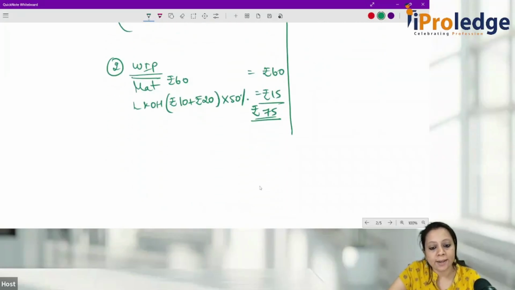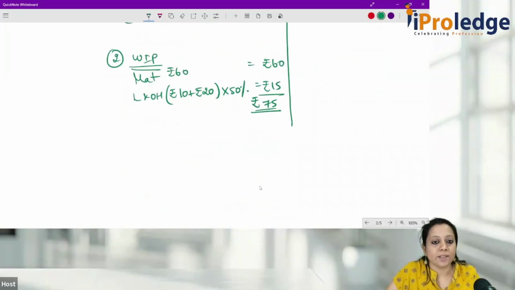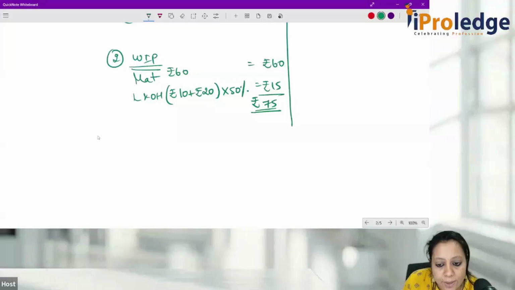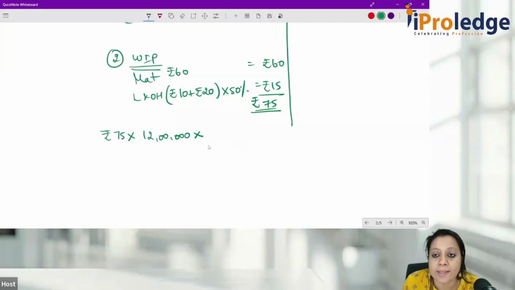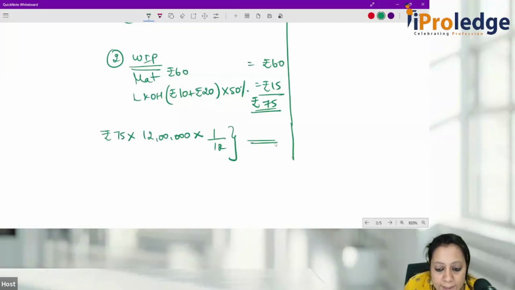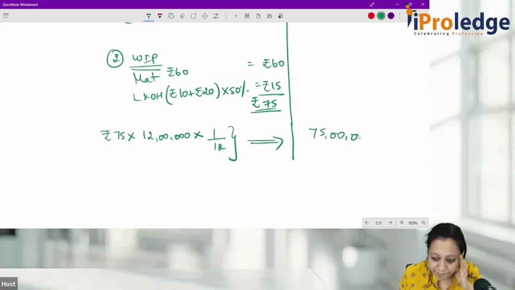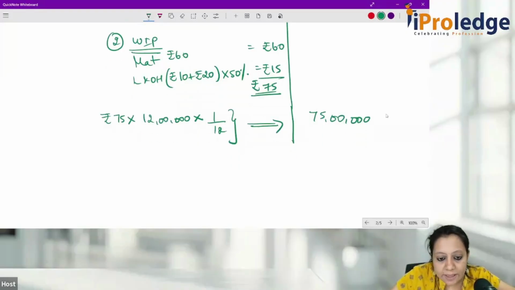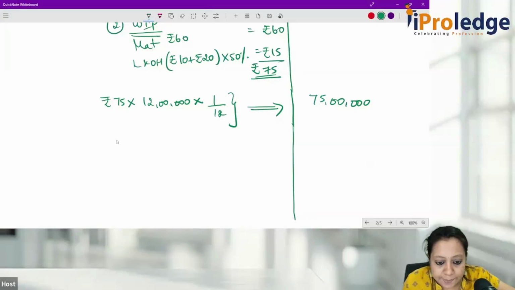I hope everybody is able to understand. 50% for labor and overheads. Full raw material will be taken, but labor and overheads over a period of time only we will pay. So it is going to be what? Rupees 75 into how many units? 12 lakh units into WIP. The production cycle is given to be 1 month, second row of the table. So 1 divided by 12. How much is that? Let us understand. So it is going to be 75 lakhs. All right. So 75 lakhs, that is done.